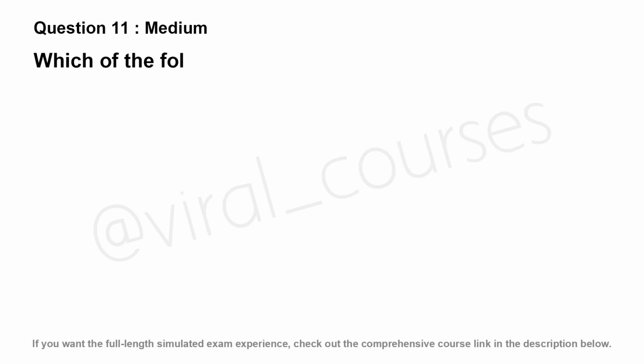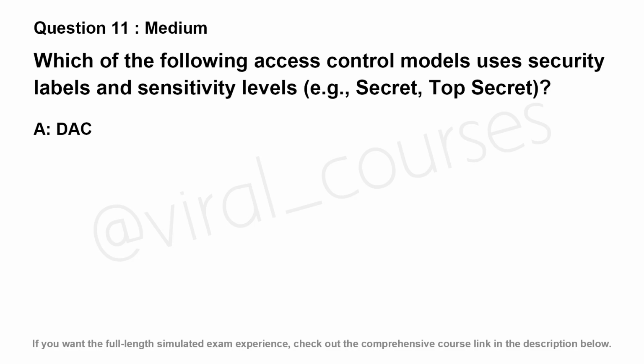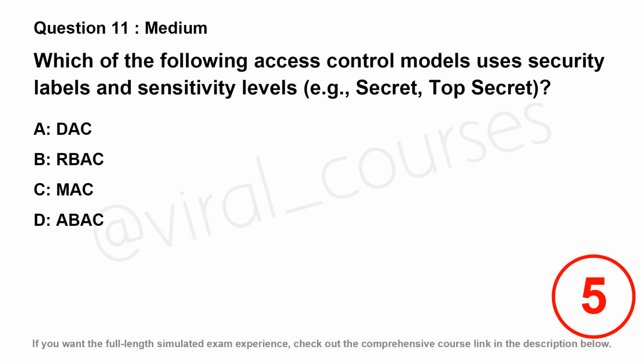Which of the following access control models uses security labels and sensitivity levels? E.g., secret, top secret. Option A, DAC. Option B, RBAC. Option C, MAC. Option D, ABAC.